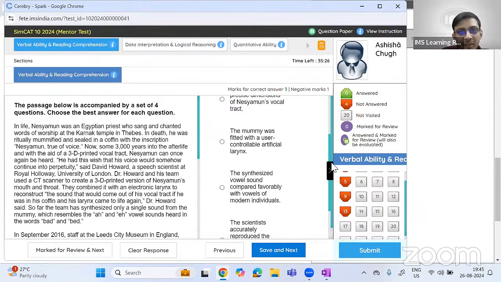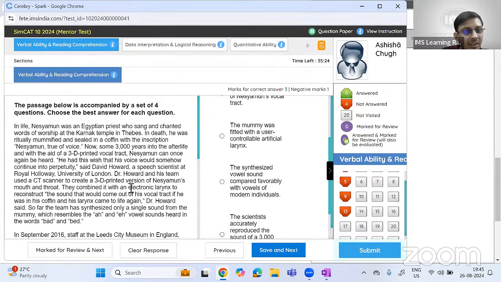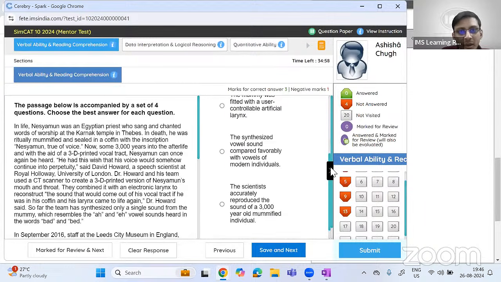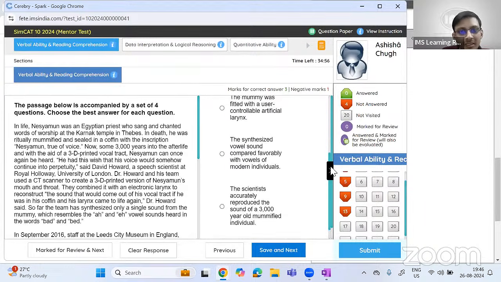Next, fitted with a user controllable artificial larynx. Do we have that here? The 3D printed vocal tract. Then, one second. Electronic larynx. Electronic, so I guess the user can control it. Not very sure.